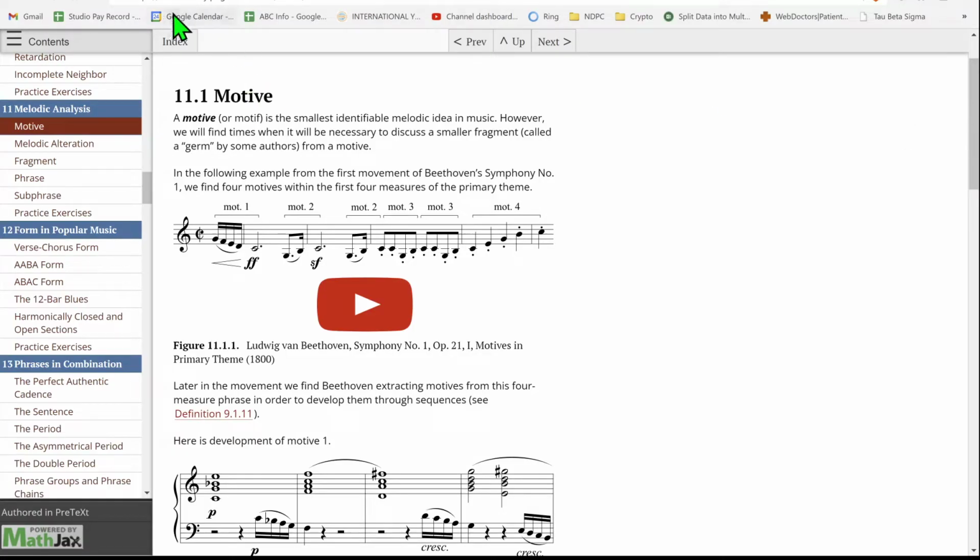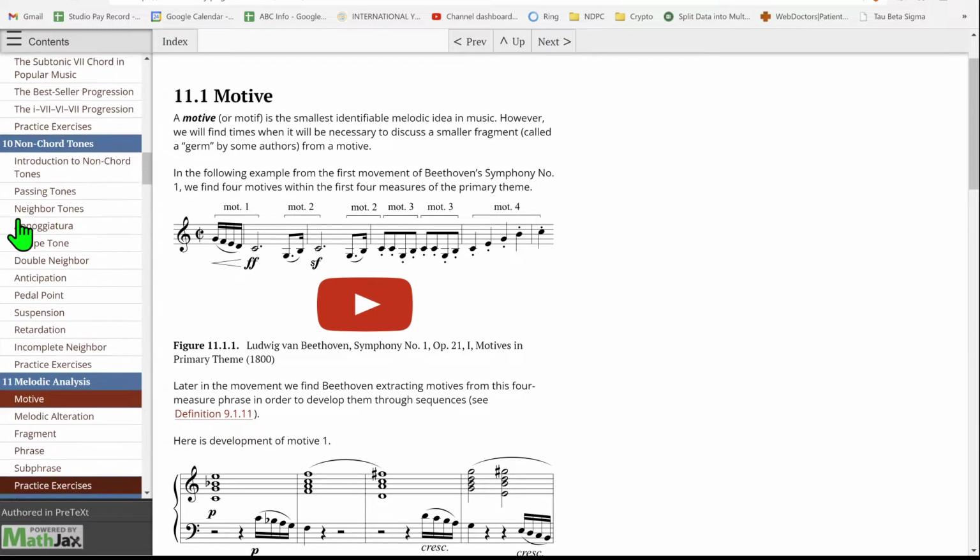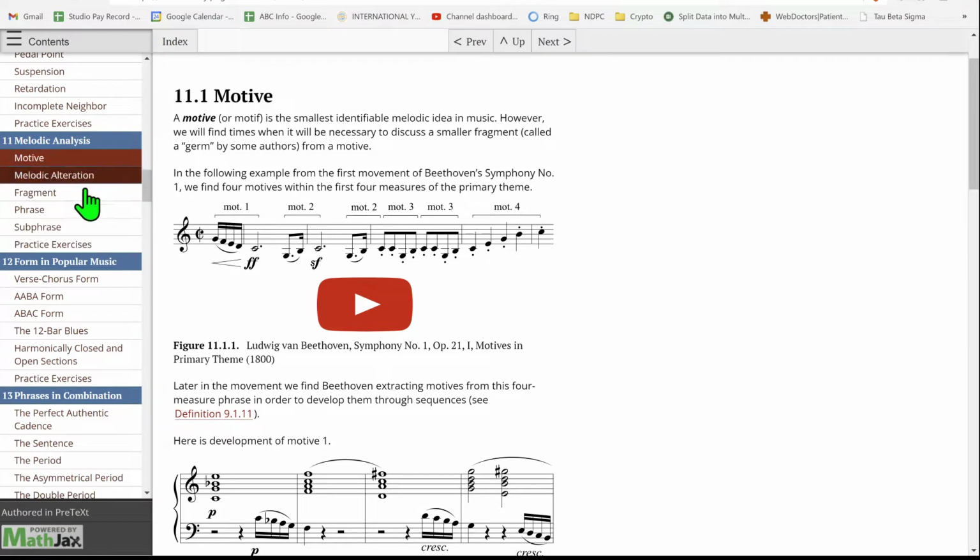There's a website you might consider checking out: musictheory.pugetsound.edu. They have nice basic explanations of a lot of their concepts. But let's go down the line here.